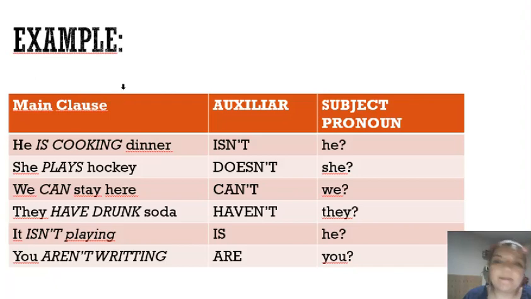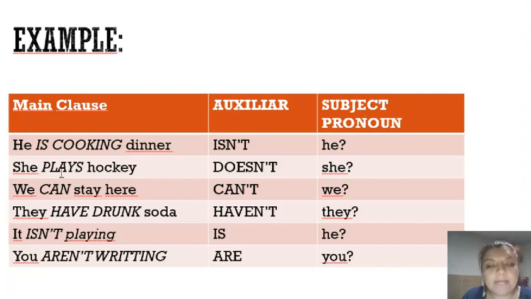Then we have many more examples. For example, we have the main clause. Remember, positive, affirmative or negative. He is cooking dinner. Then comes my auxiliary. Isn't. Why isn't? If the first part of the sentence is using is or are or am, my auxiliary is going to be the same. He is cooking dinner. Isn't he? As you can see, I am repeating the subject pronoun. I am repeating the subject of that person.